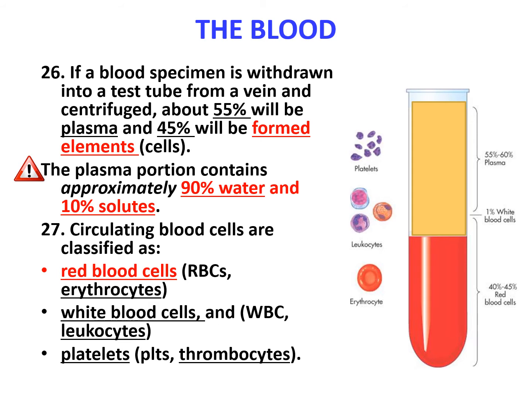Now, the plasma portion contains approximately 90% water and 10% solutes. Like our body itself is mainly made up of water, that's going to be the same as the plasma portion of our blood, okay?